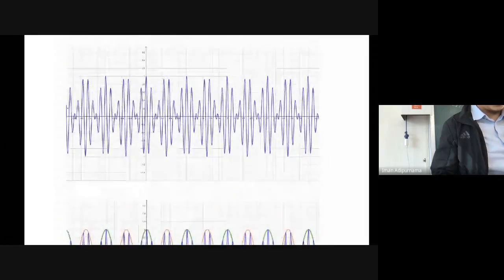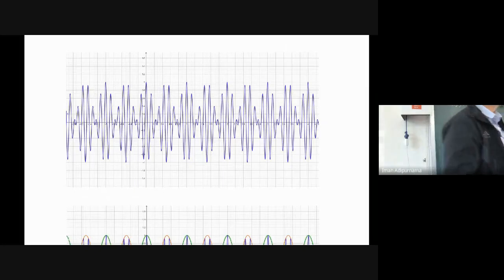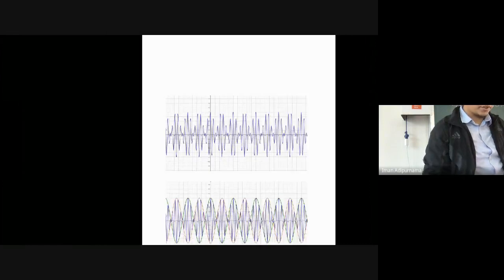So this is the graph. If you see, it has a pattern. And it has, I think, two patterns. First is from the bottom, and the second one is from the top. That is the positive and negative from the amplitude. So our amplitude is cos 2 pi, right?